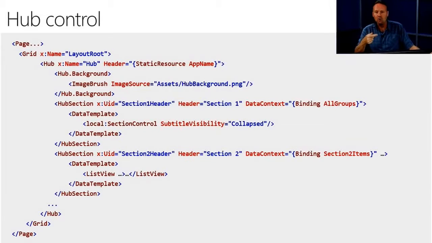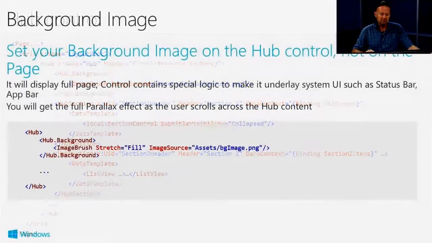And then you have one or more hub sections in a similar way to pivot items. But like I said, each hub section can be variable. It doesn't have to be a page width. It could be wider, for example, and that's something that people do use to make it visually very interesting. Each hub section, the one thing about the hub control is you have to use a data template to define the content, so it can't be inline.